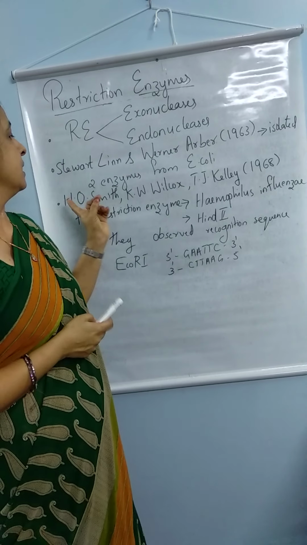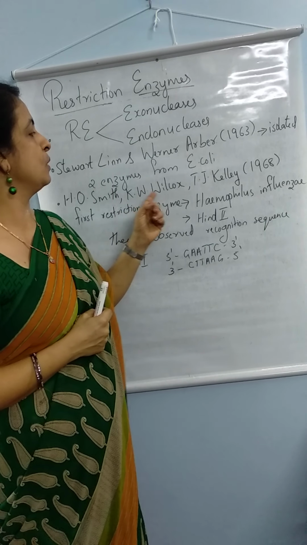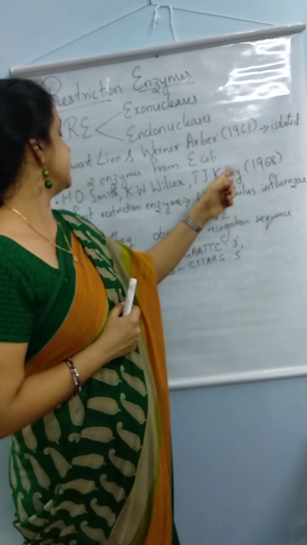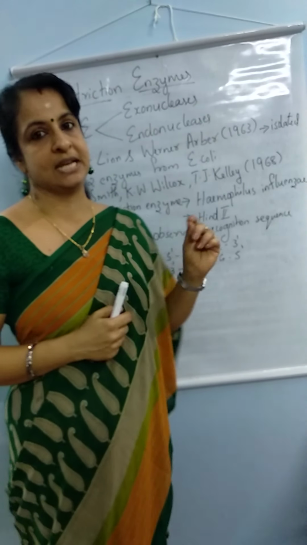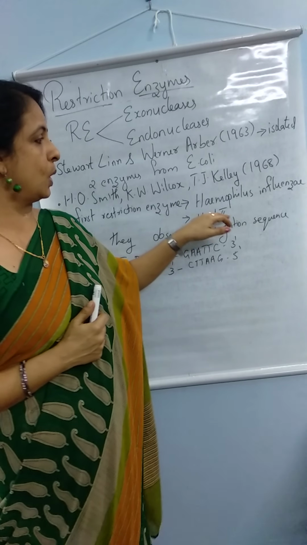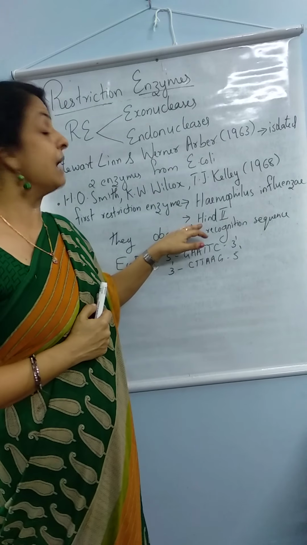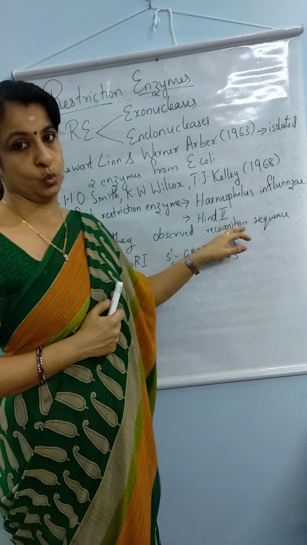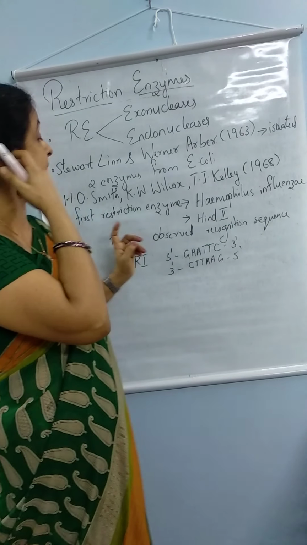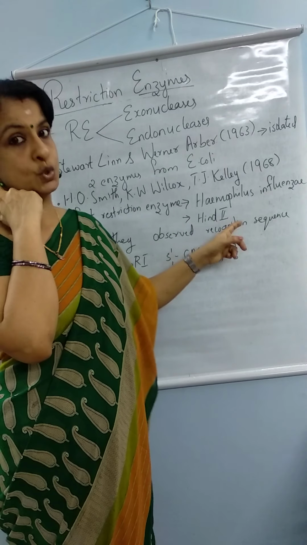Then three other scientists, H.O. Smith, K.W. Wilcox and T.J. Kelly, in the year 1968, isolated the first restriction enzyme from the bacterium Haemophilus influenzae, and they named it HindII. So the first restriction enzyme isolated was HindII.